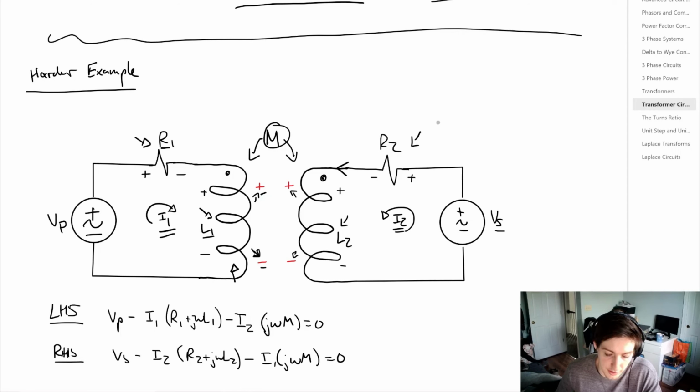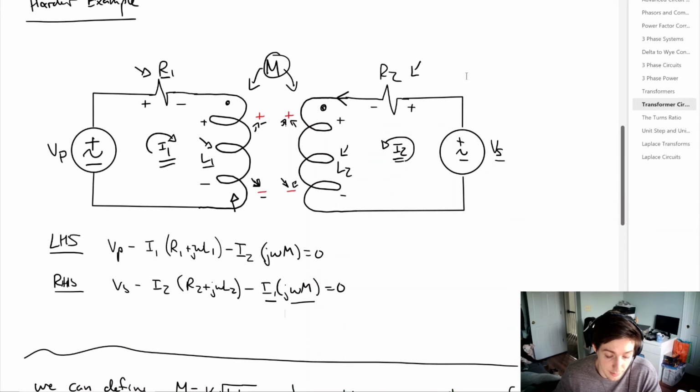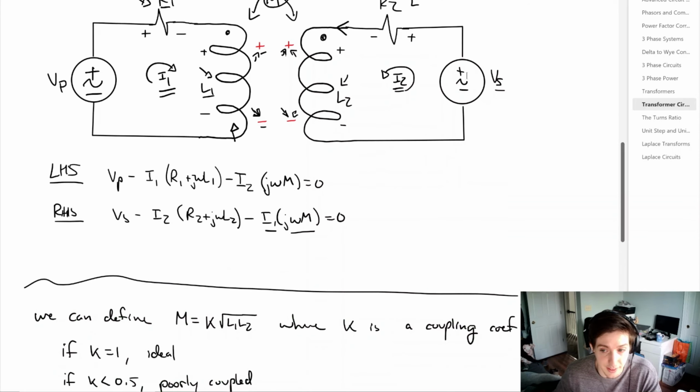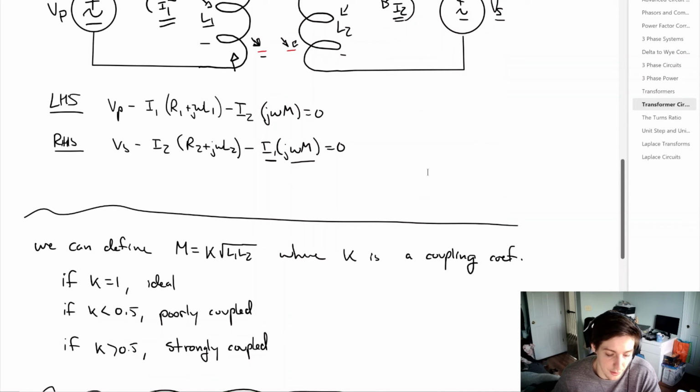If we look at the secondary, similar process, we have Vs minus I2 times the sum of the impedances. Again, we have a voltage drop induced from I1, and that's going to be equal to 0. So by substitution, we can solve for these equations and simply get I1 and I2. And we can also define that mutual inductance as k times the square root of L1 times L2, where k is just going to be this coupling coefficient.